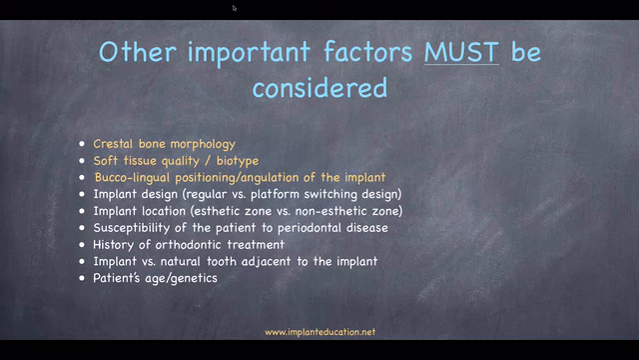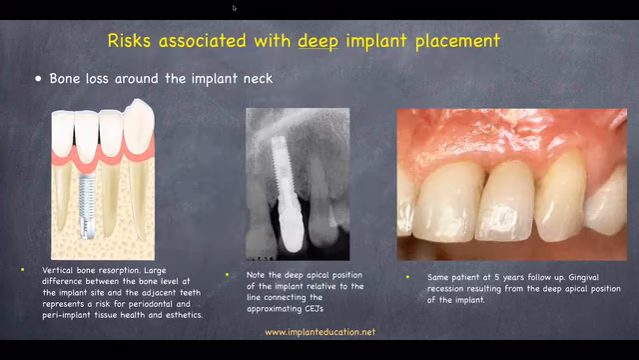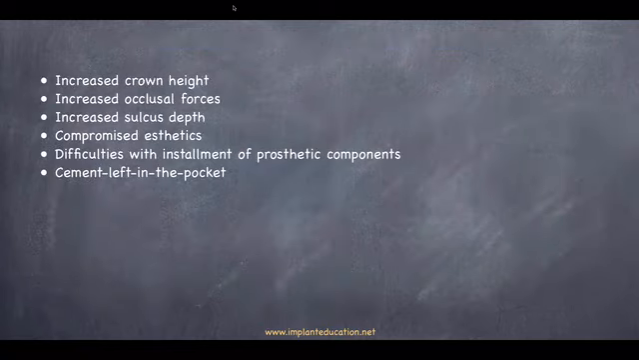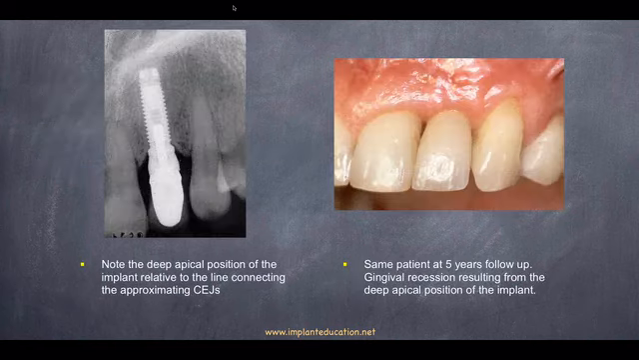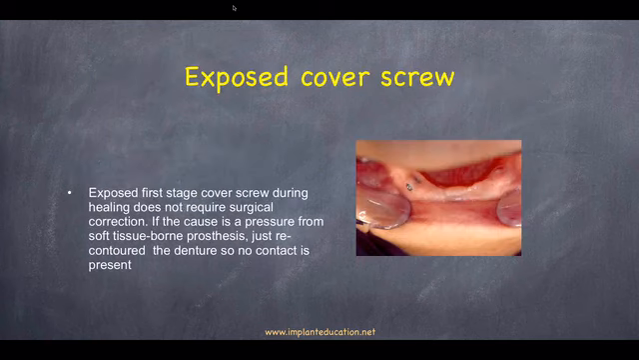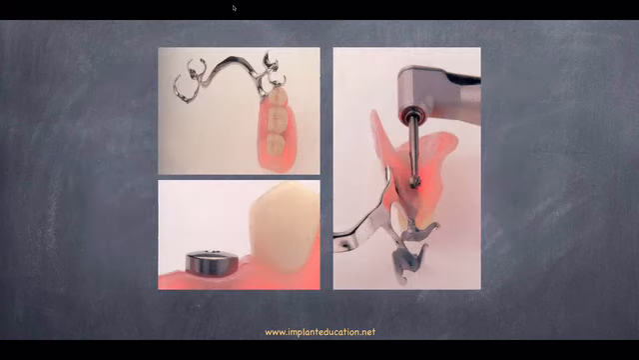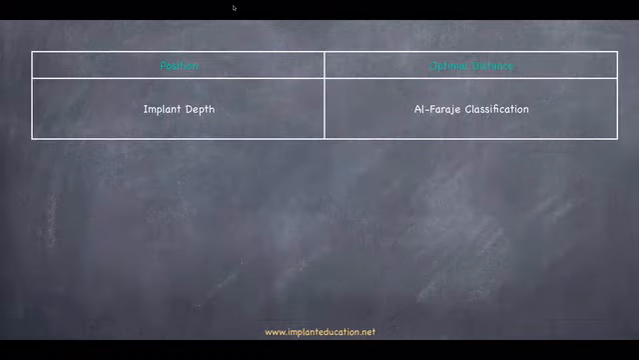You do not want to place the implant too deep, because we have too many things, like bone loss around the implant that might occur immediately or after a small period of time, increased crown height, increased occlusal forces, increased sulcus depth, compromised aesthetics, difficulties with installment, cement left in the sulcus problem, etc. And this table here and this table here would summarize, if you will, this presentation.